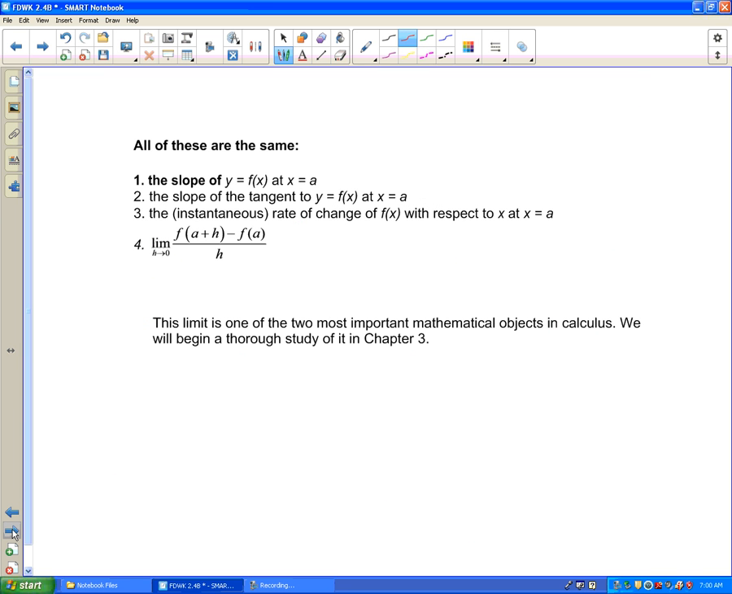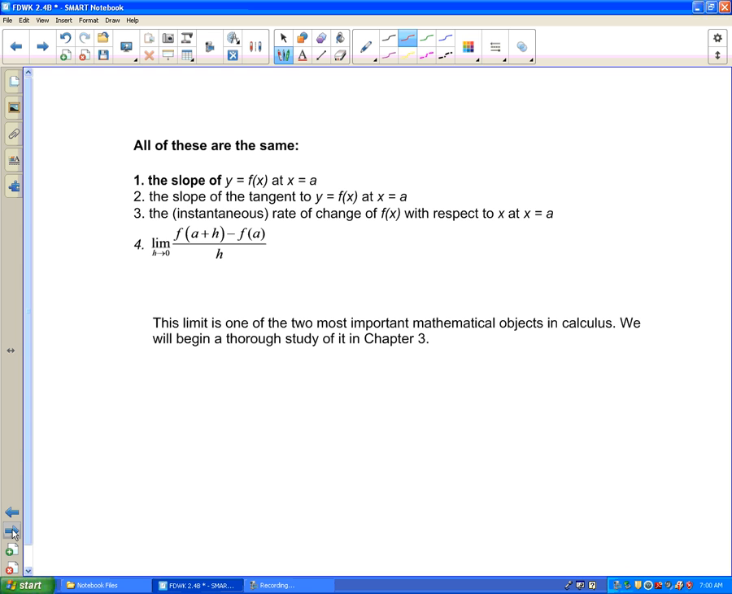And just to close, all of these things are saying the same thing. When it says the slope of y equals f of x at x equals a, talking about the slope of a curve, that means the same as the slope of the tangent to y equals f of x at x equals a. That's the same thing as the rate of change. Remember, that's the instantaneous rate of change of f of x with respect to x at x equals a. And the limit of f of a plus h minus f of a over h as h approaches 0. Those four things are interchangeable. When you hear one, it also means the other.